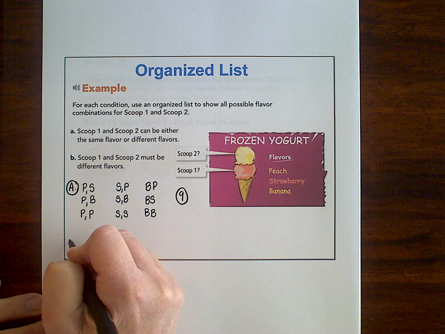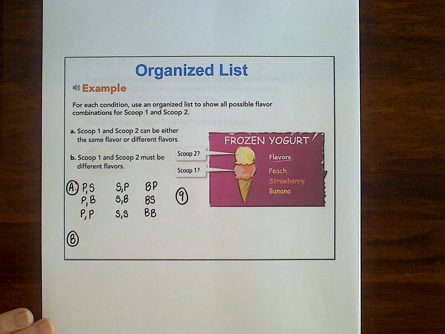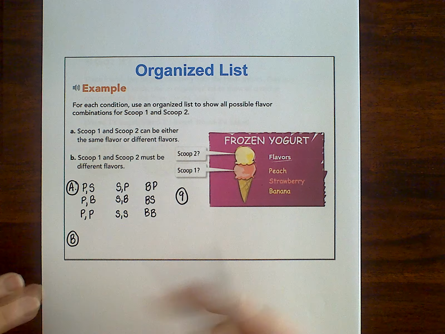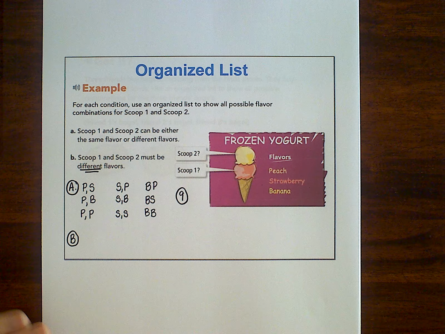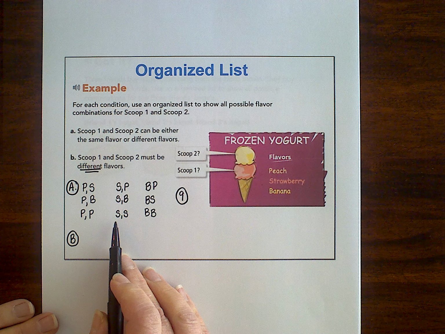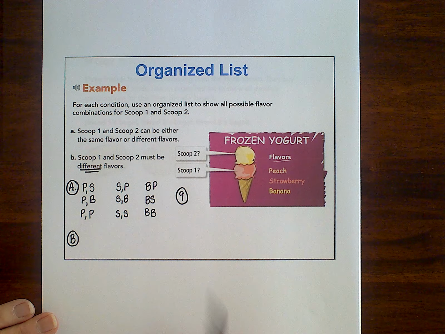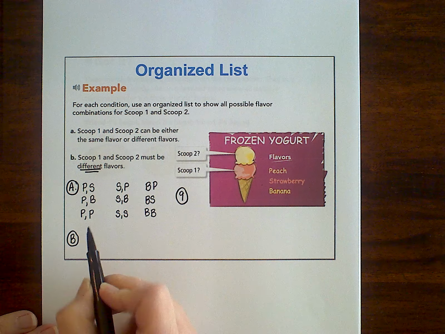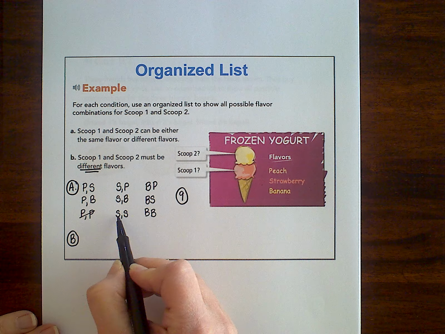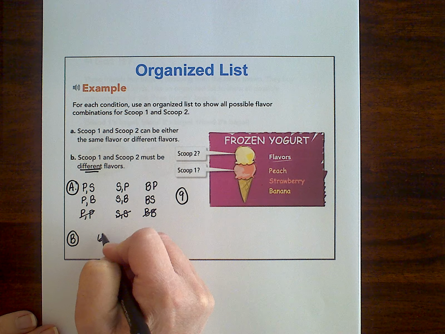Question B is now asking us scoop 1 and 2 must be different flavors. So we can come back here to our organized list that we just used, and we can eliminate the ones that have the same exact flavors on them. So peach, peach, strawberry, strawberry, and banana, banana would be removed. And so this time we would have a total of 6 outcomes.